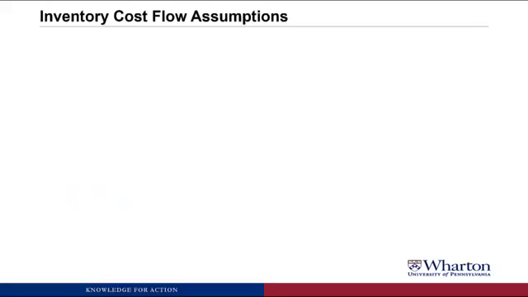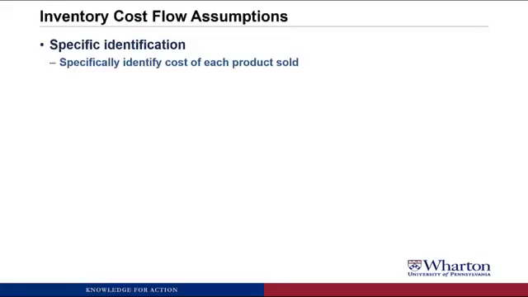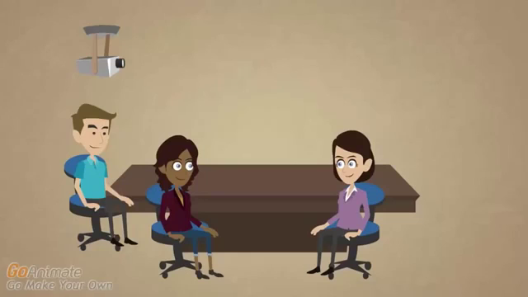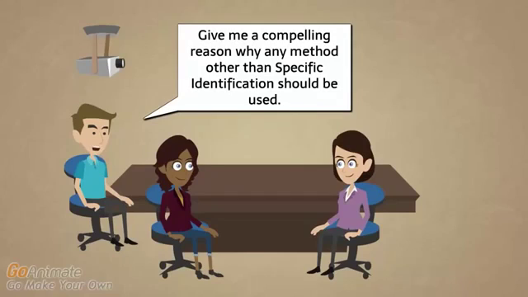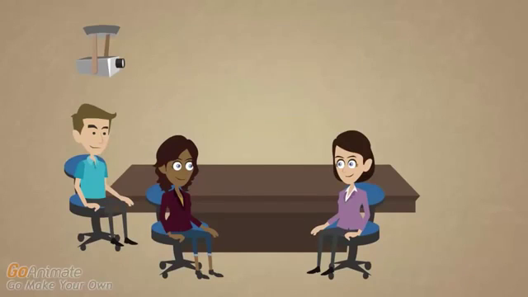So let's talk in more detail about these specific inventory cost flow assumptions, starting with specific identification. Under this method, we specifically identify the cost of each product that we sell. With computer technology today, I think companies should have to keep the accounts for each individual good. Give me a compelling reason why any method other than specific identification should be used.